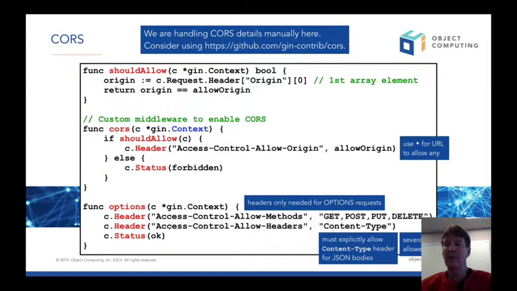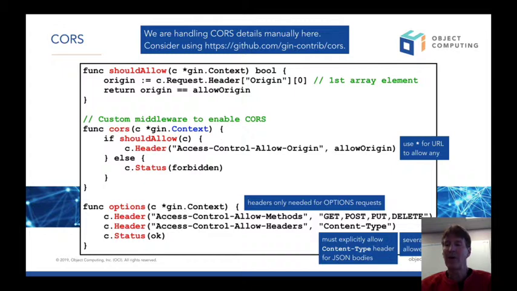Many server-side web frameworks support the concept of middleware. This makes it easy to specify code that should be run on every request. The cores function will be registered as such a middleware. It verifies the request origin of every request. If it is allowed, the function sets the response header Access-Control-Allow-Origin to the allowed origin. Otherwise, it sets the HTTP response status to forbidden.